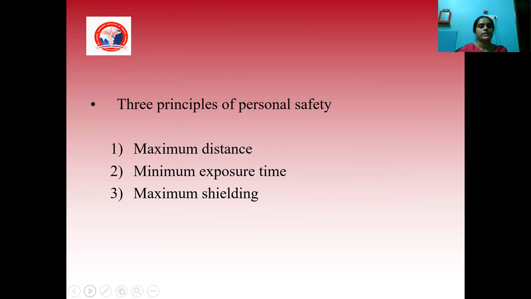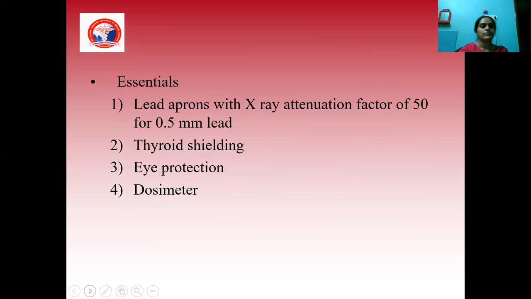The main principles of personal safety are maximum distance, minimum exposure time and maximum shielding. These three are the basic principles used for personal safety against radiation exposure. So there should be a maximum distance from the radiation source, a minimum exposure time, and maximum shielding. Essentials are provided in the form of lead aprons with an X-ray attenuation factor of 50 per 0.5 mm of lead, thyroid shielding, eye protection, and a dosimeter badge.